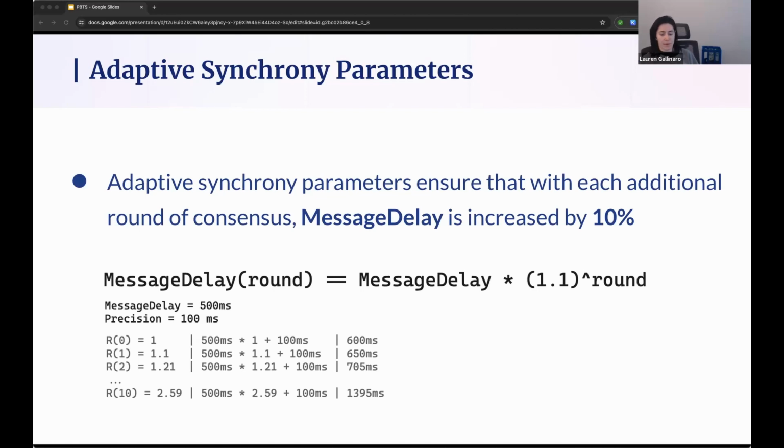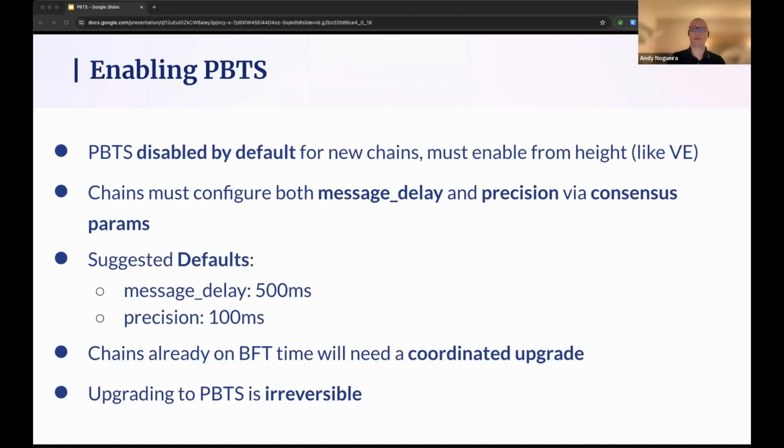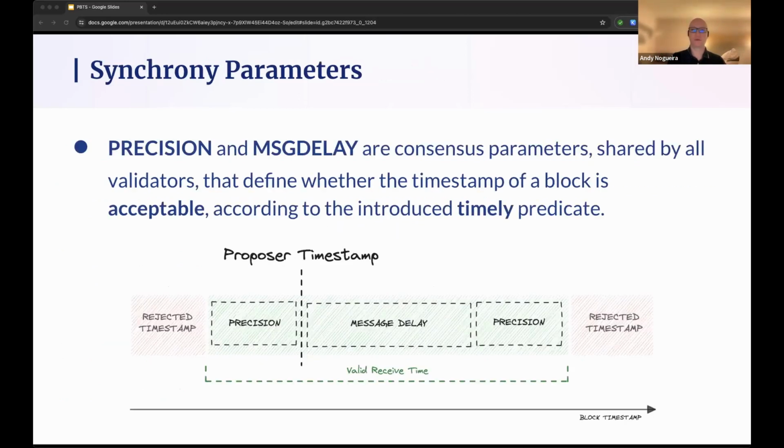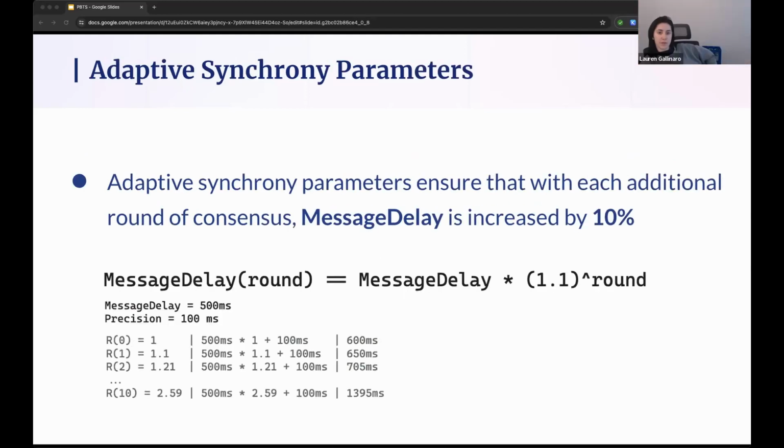Does anybody from the team want to talk about the delay? Why is it important? Someone from PBTS? The 10% value, you mean? Yeah. Why is that?